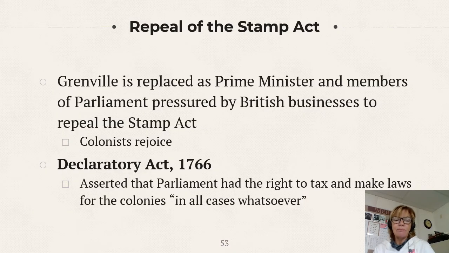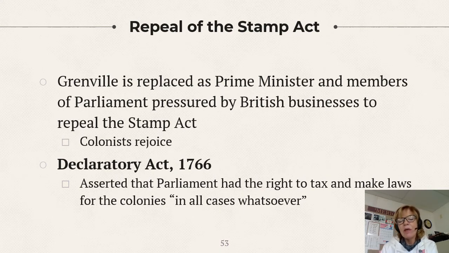Okay. Grenville is replaced as prime minister because things are not going well in England. Businesses are hurting because the colonists aren't buying their products. And so the new prime minister, and to be honest with you, I'm not sure what his name is, I don't think that you care. It's not Townshend, but we get another prime minister, and he encourages Parliament to repeal the Stamp Act, which they do, and the colonists are very happy about this.